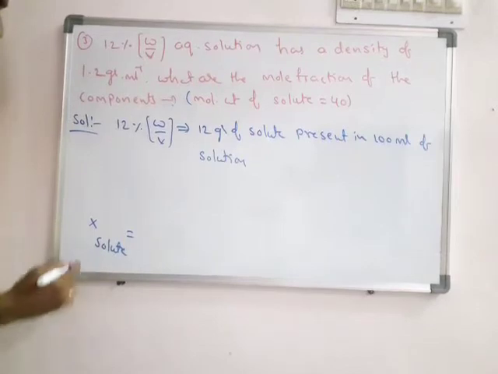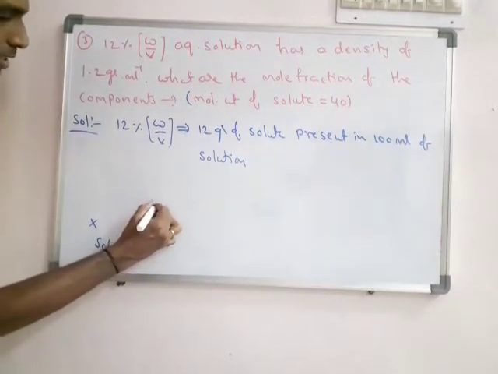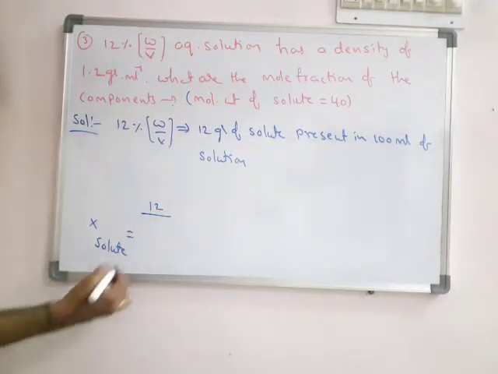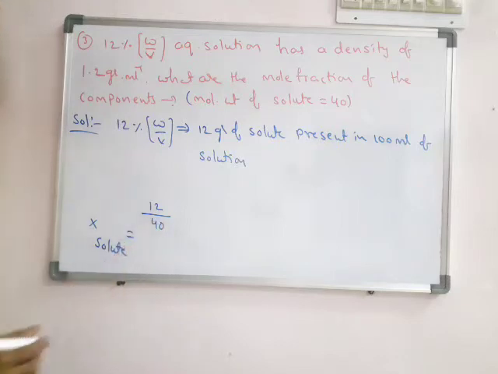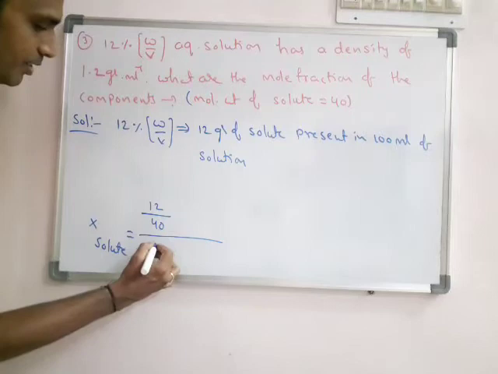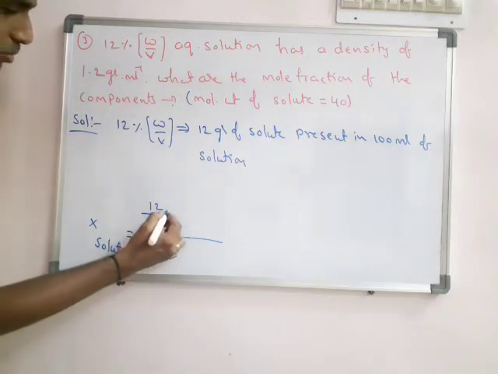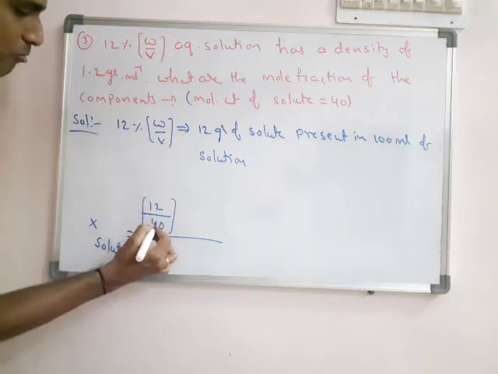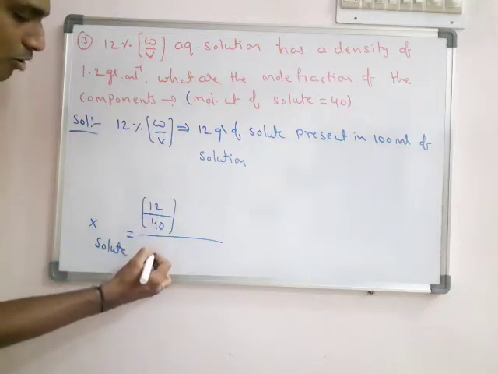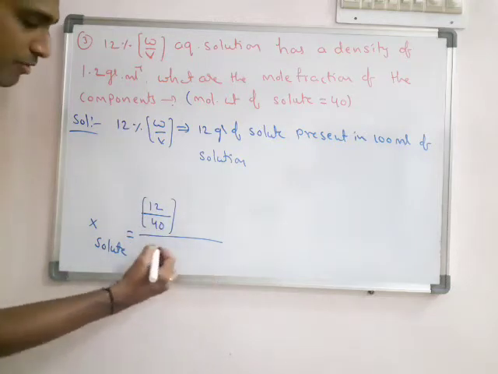Okay, so x solute is equal to 12 grams by the molecular weight, which is given as 40. The mole fraction of solute is the number of moles of solute by the number of moles of solute plus the number of moles of solvent.